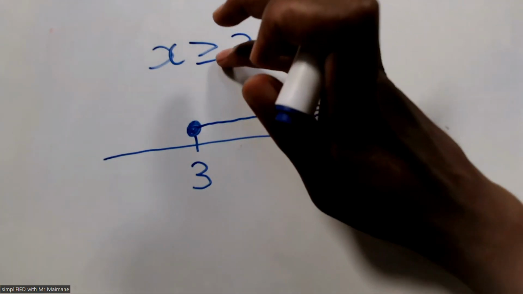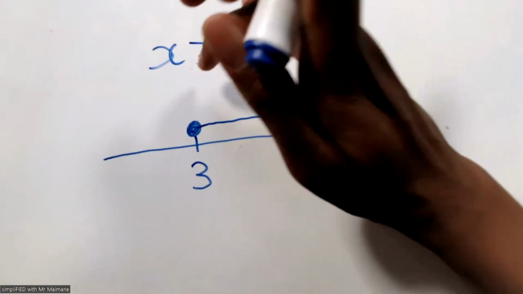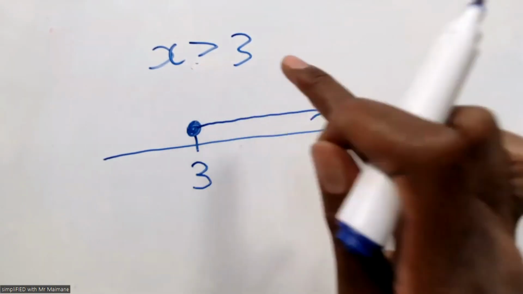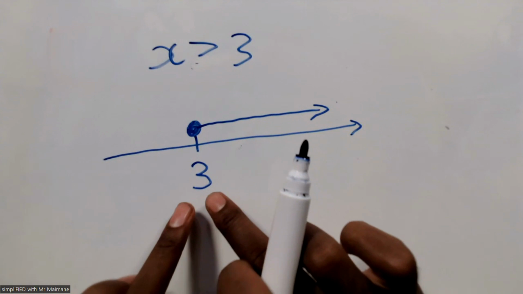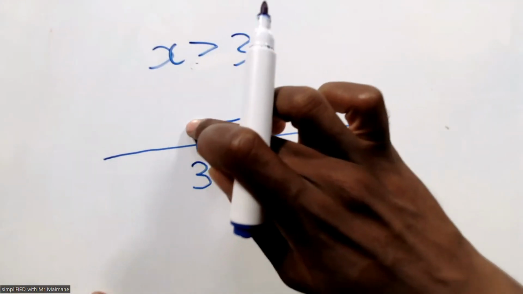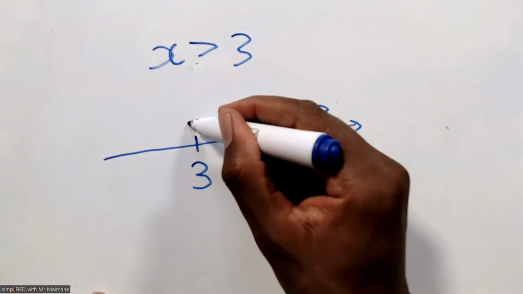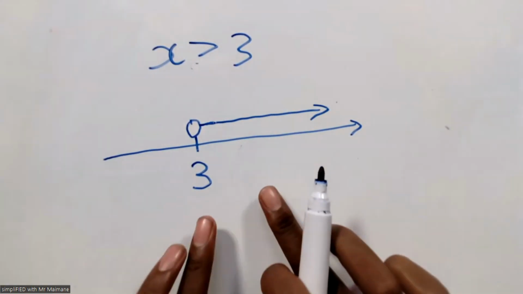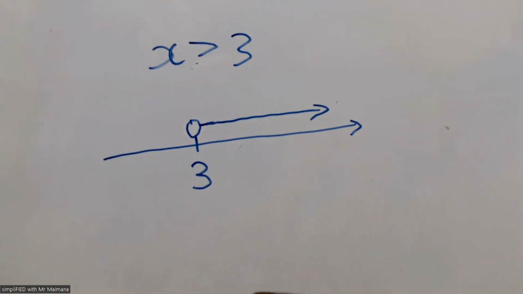Again, for cases where it's just x greater than 3, without an equal sign, we don't include the 3. It's just anything more than 3, but not 3, because there's no equal sign underneath. And then we show it in the form of an open circle, and it shows like that.